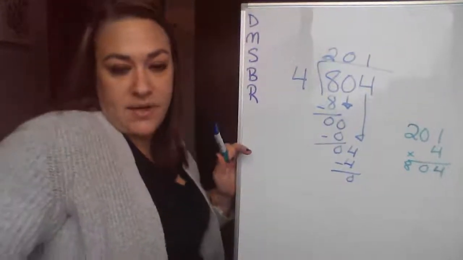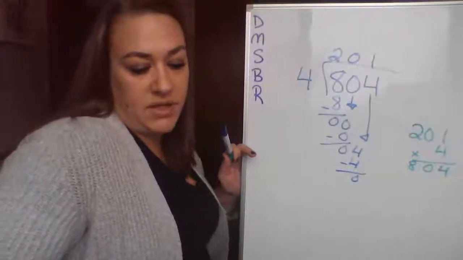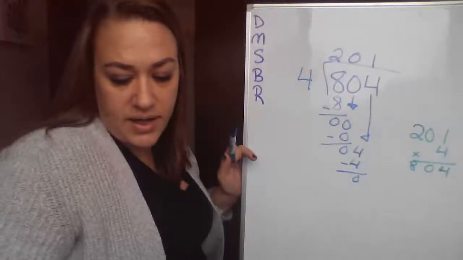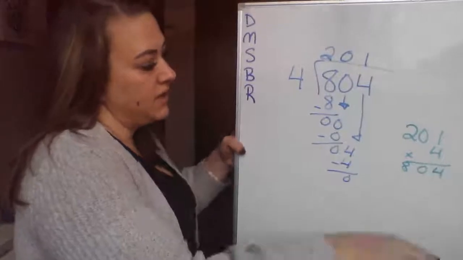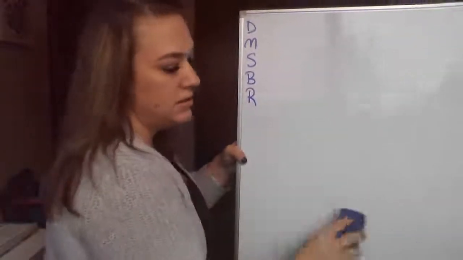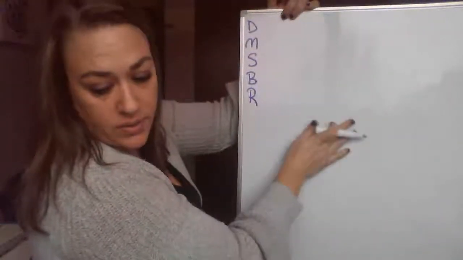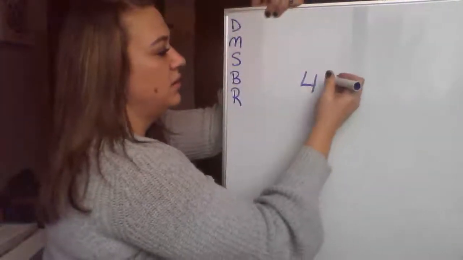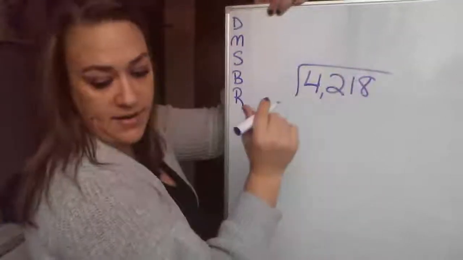Okay, so our next one, and make sure you're doing this with me. It sticks so much better when you do it with me. Our next one, we're going to have a 0 in our quotient. So we won't have a 0 in our dividend, but we will in our quotient. So let's see what this is going to look like. We've got 4,218, and we're going to divide it by 3.